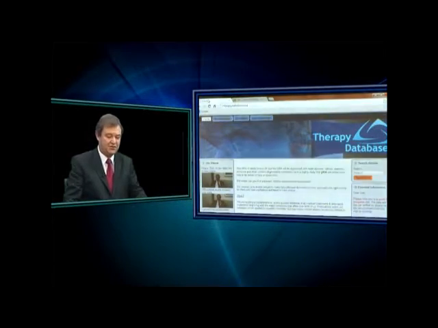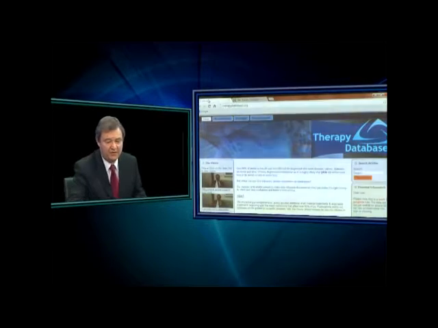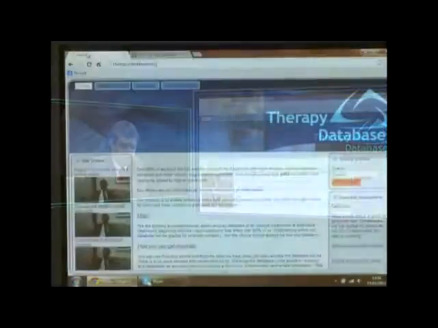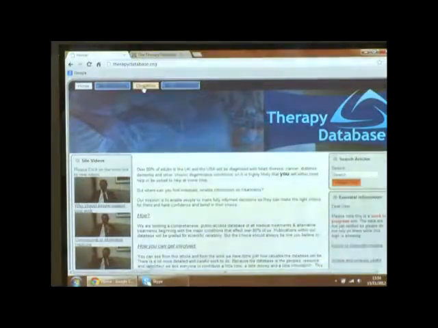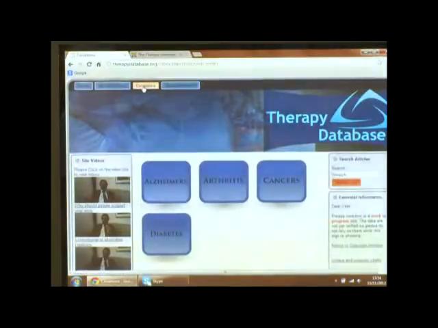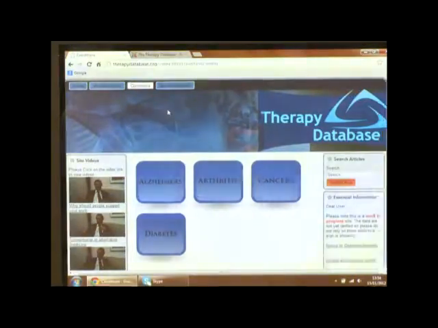Here's the front page of the Therapy Database. And what I'm going to do, if we can just zoom in on that, please, I'll take you to see it. Now, because all treatments are only relevant to conditions, we start with conditions. Some treatments are good for some conditions and, of course, no good for others. So that's why we start with conditions. So when we go on here, we have 4 example conditions. And let's choose cancers.